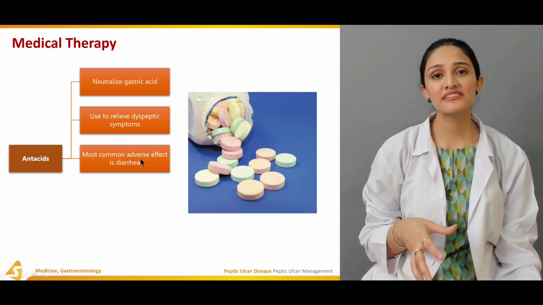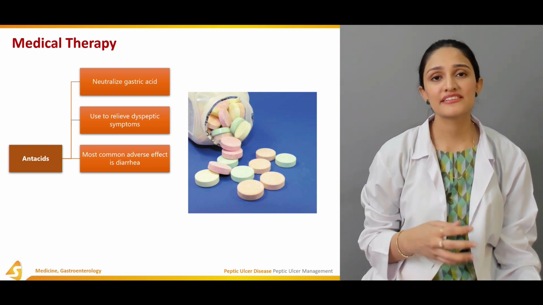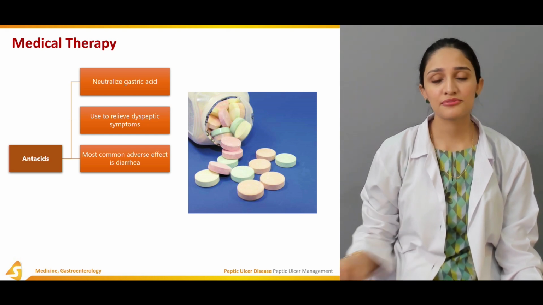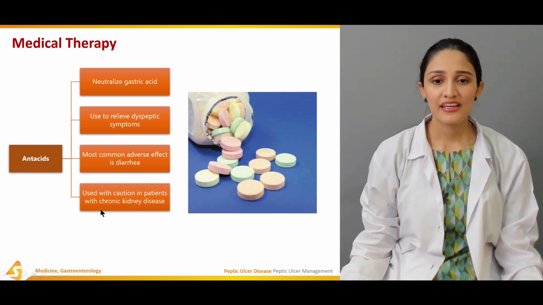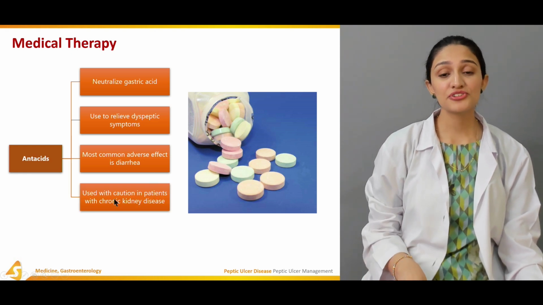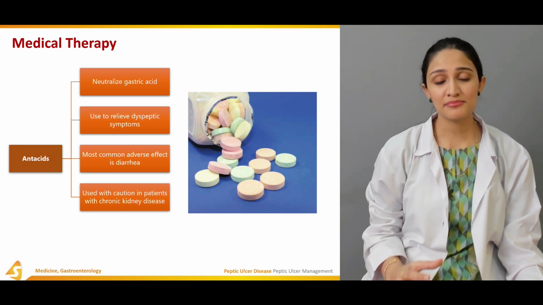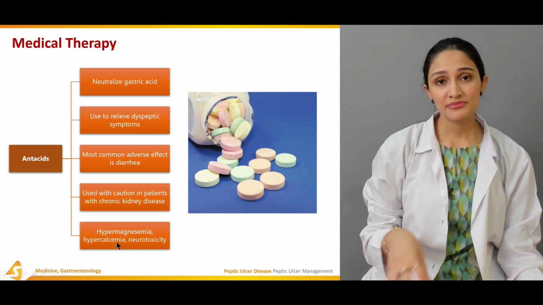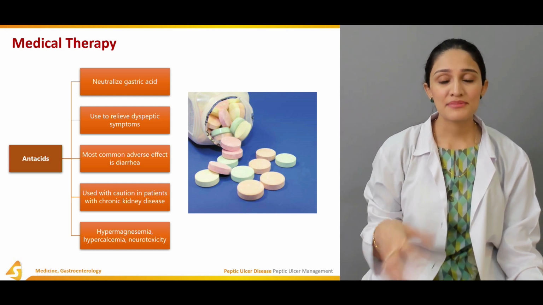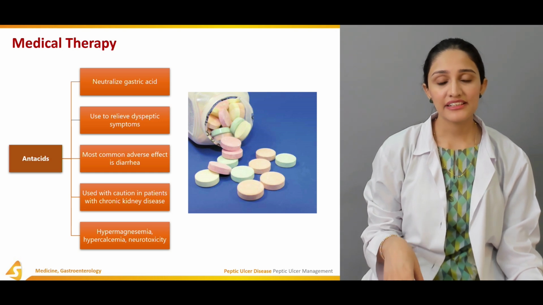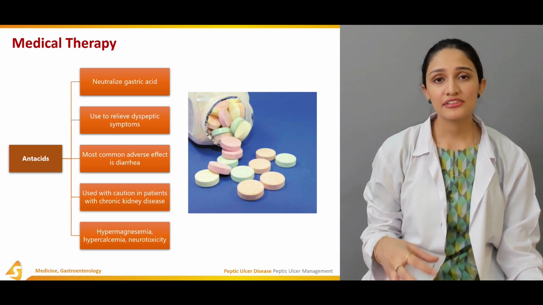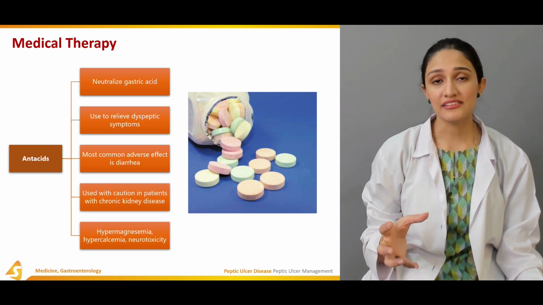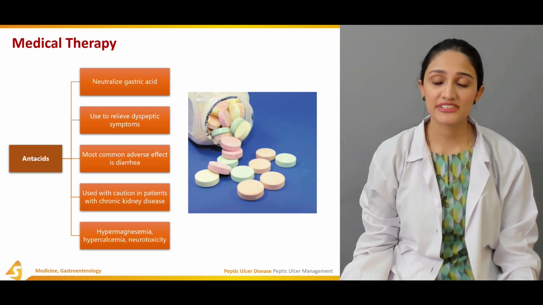So the most common adverse effect of antacids is diarrhea, but with some antacids the patient might also present with constipation. And these antacids are usually given very cautiously in patients with chronic kidney disease, because the magnesium containing antacids can cause hypermagnesemia, the calcium containing antacids can cause hypercalcemia, and the aluminum containing antacids can cause neurotoxicity.